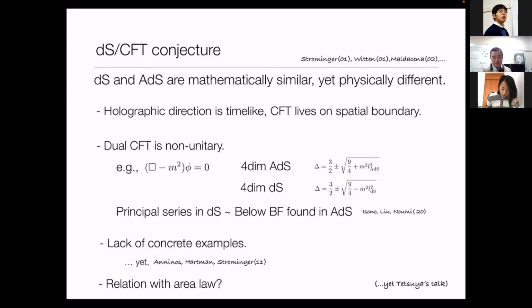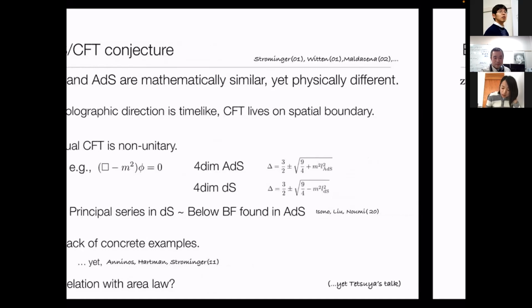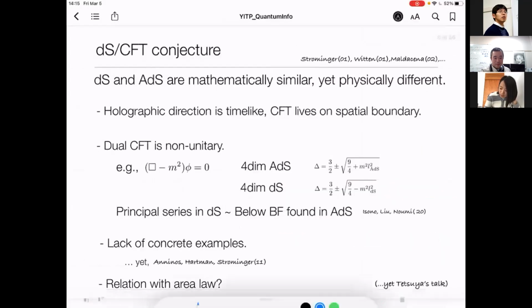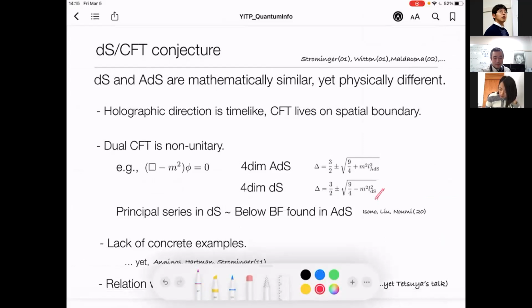Also, the dual CFT is, in the case of dS, non-unitary, which can be seen just by analyzing, say, a free scalar field, whose scaling dimension in the case of AdS is given by the upper formula. On the other hand, in the case of dS, it is given by this lower one. As you see, the inside of the square root can be negative for the heavy mass limit. This is one of the consequences through which we can see the non-unitarity of dS.